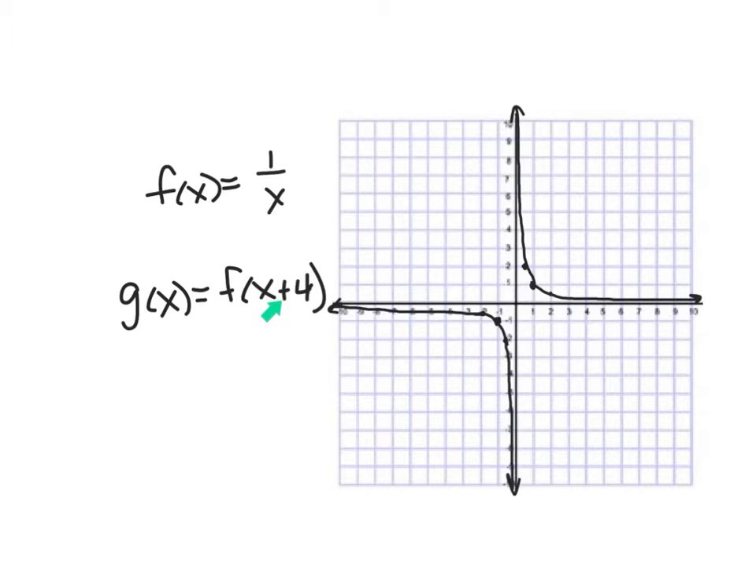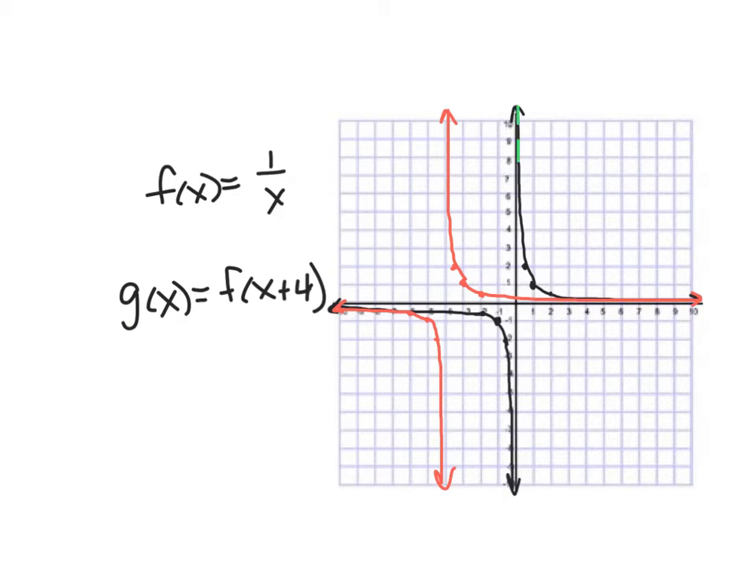So anytime you're thinking about horizontal translations, think opposite. A plus is going to go to the left. So I'm going to take these points and move them left 4 units. Okay, I went ahead and moved each of the points left 4 units and drew my rational function. I made sure to be very careful to not go across the asymptote.